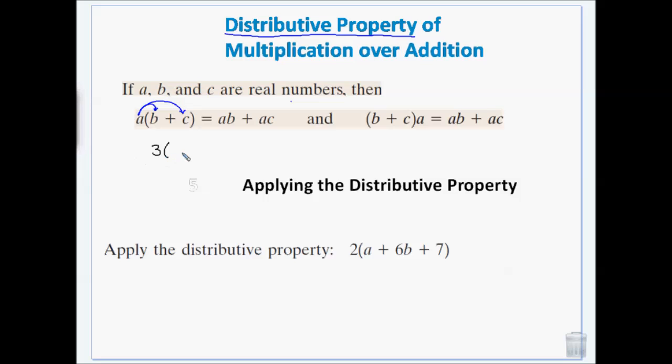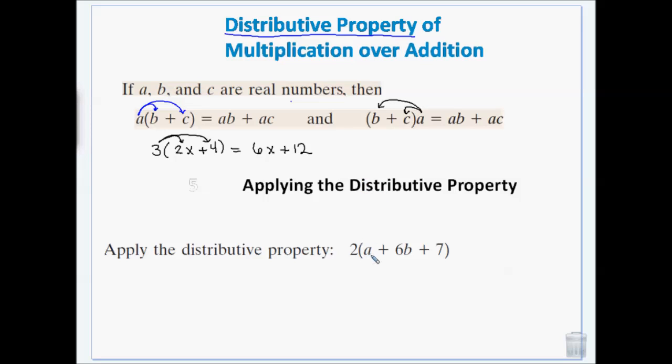So if I have a 3 and I have a 2x and a 4, I'm going to take that 3, multiply it by the 2x, and multiply it by the 4, and I'm going to get 6x plus 12. And if it's on the back, that's fine. You just do this. Same thing.